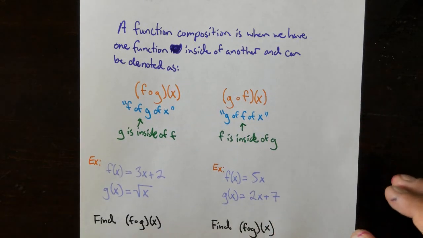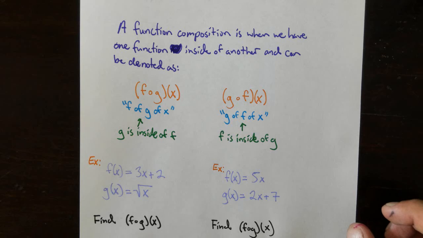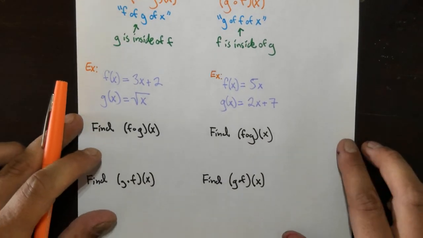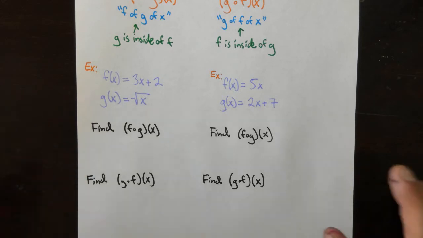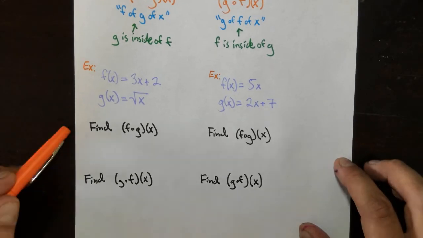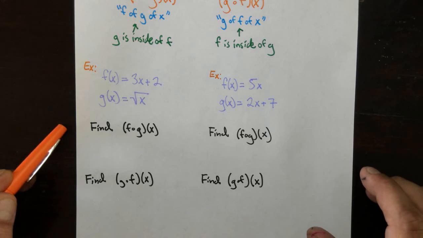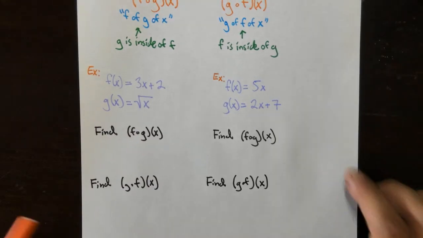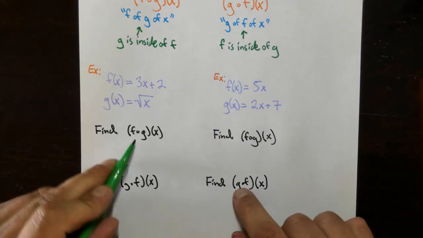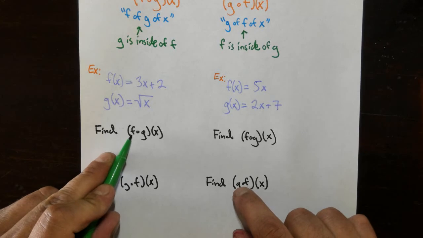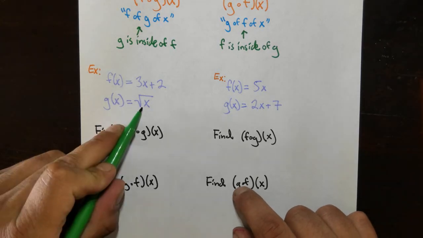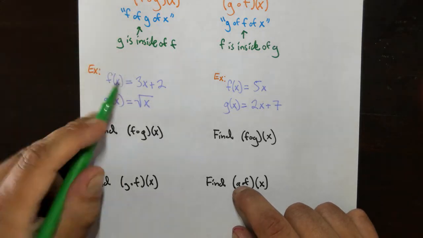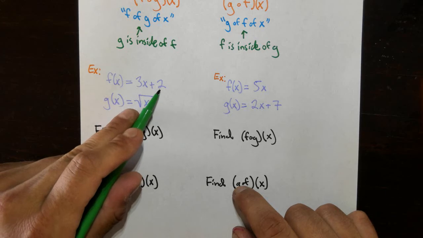So how do we do that? Well, we do it with the variables. These functions all have variables, right? And we want to plug in the other function into that function's variable every time we see it. So here, find f of g of x. I'm going to take my g of x and put it inside of my f of x. Here g of x is the square root of x. So I'm going to plug in g of x every time I see an x into f of x.